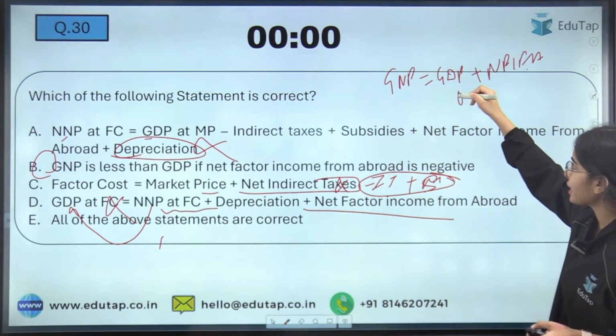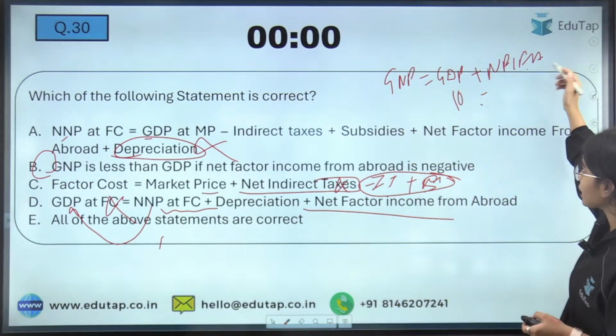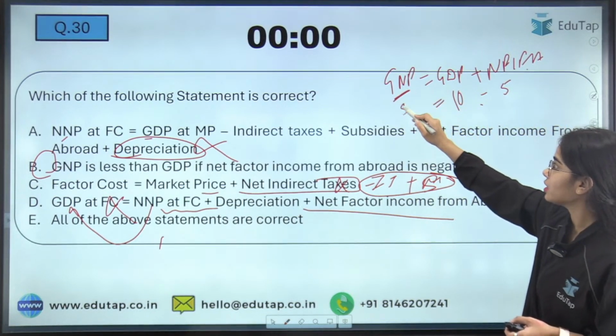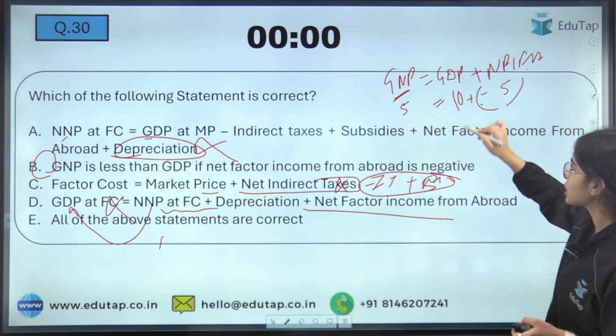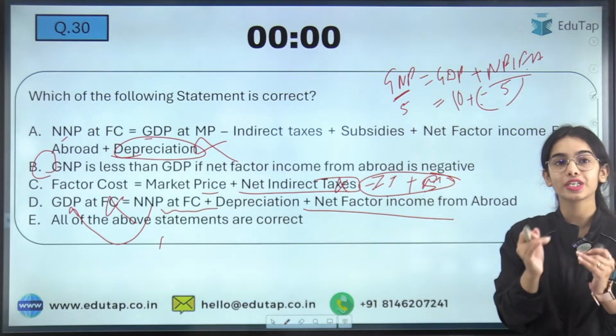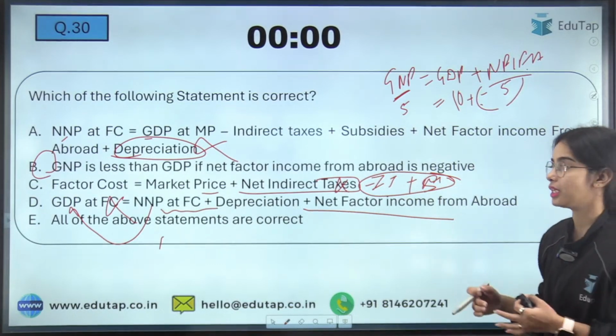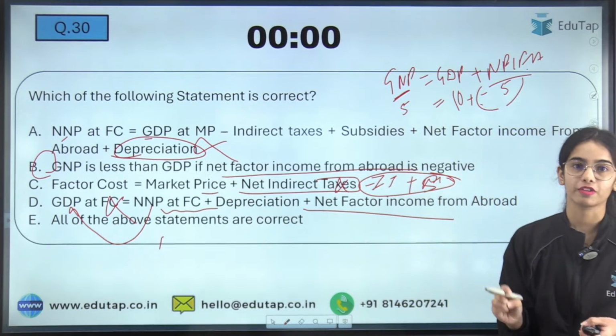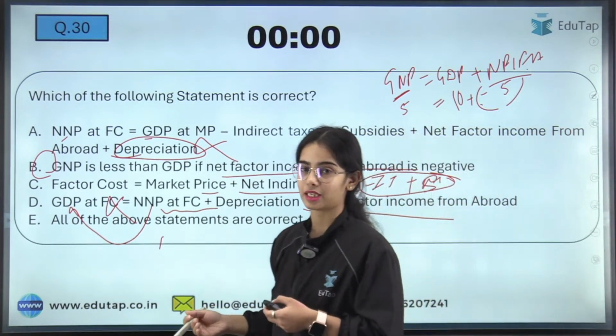Let's say GDP is 10. If the net factor income from abroad is negative 5, so you can understand that the GNP will be 5 only. Okay. So this is the idea that if the net factor income from abroad is negative, then the GNP will be less than GDP. So GNP is less than GDP if the net factor income from abroad is negative. So only B statement was correct. Got it?